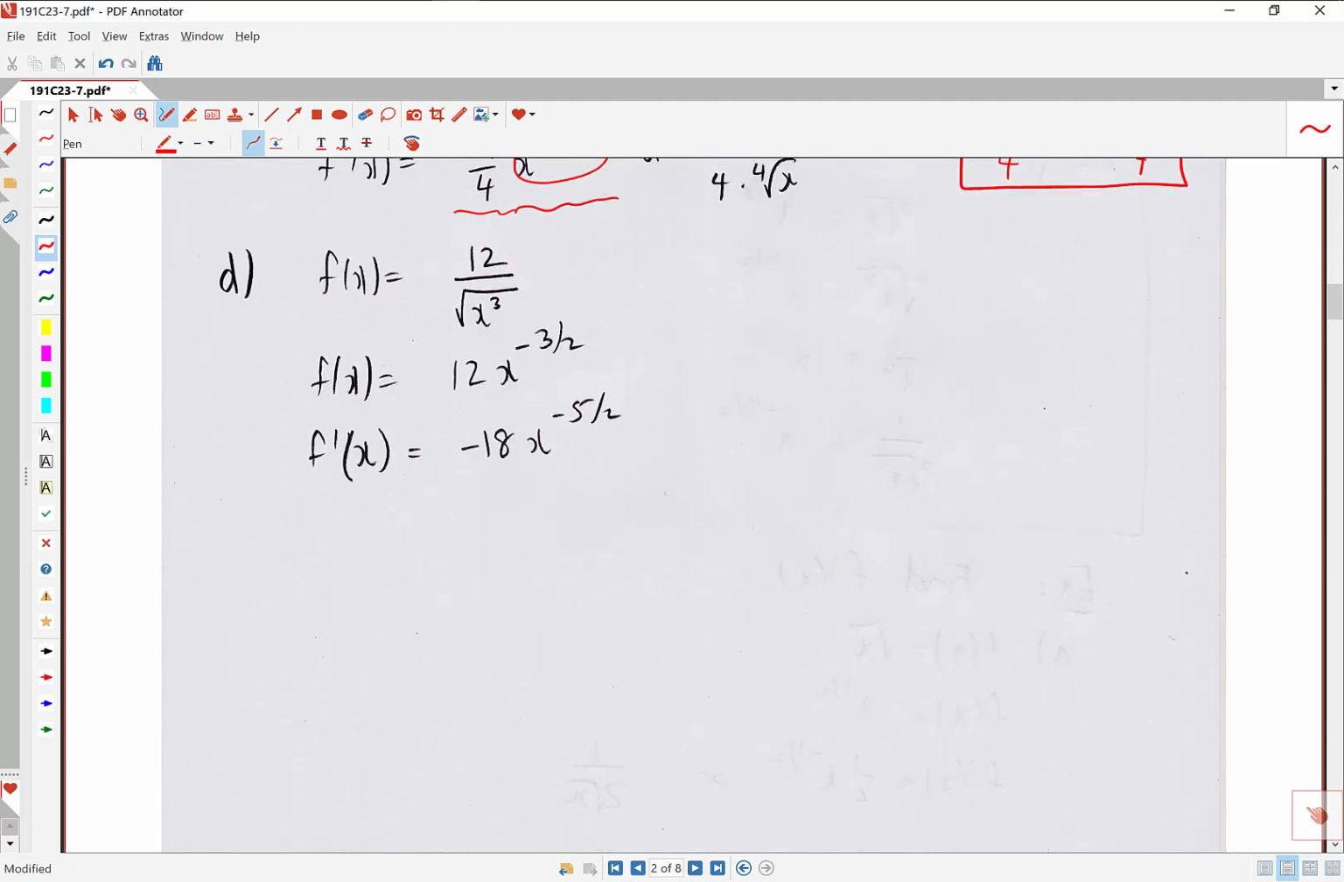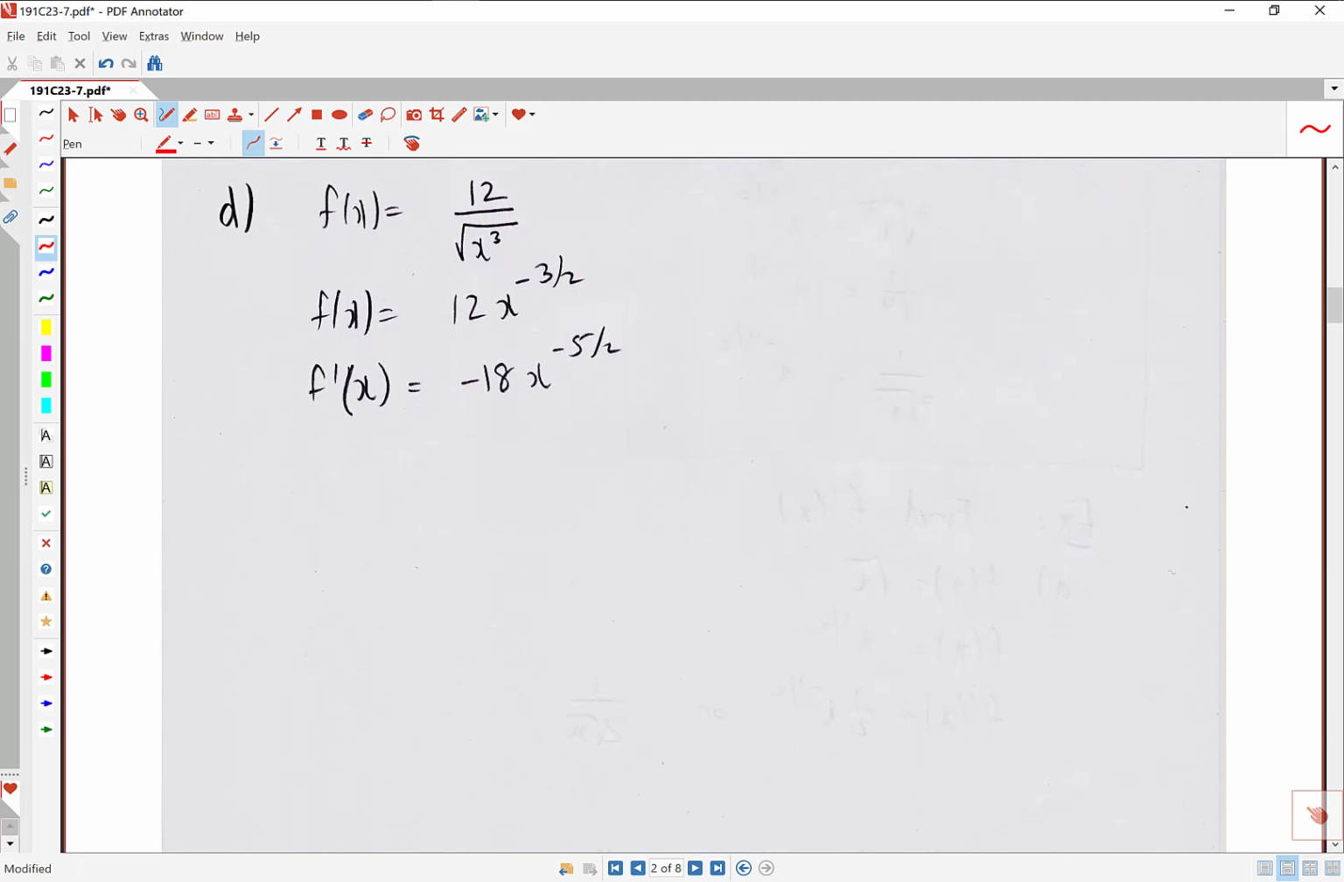And last part of practicing these general power rule examples. So we've got 12 over root x cubed. So let's rewrite that. I would say that's 12 x to the, well, it's going to be minus, because we've got this expression in the denominator, minus 3/2. Okay, so there's our function there, and then let's do our power rule to get the derivative. So f prime of x, well, the minus 3/2 is going to come down and multiply with the 12. So that's going to give us minus 18.